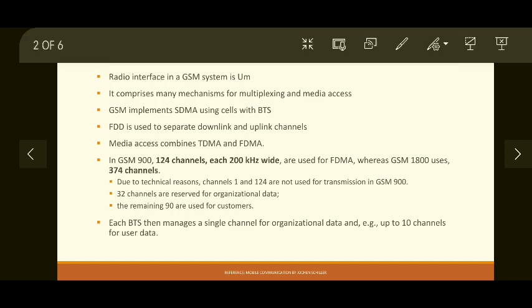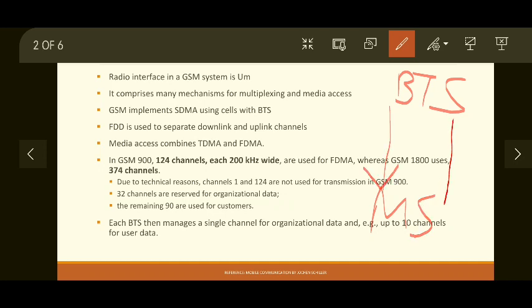This separation into two parts is known as frequency division duplexing. Because what is downlink and uplink? The connection or Um interface is between BTS and mobile station. So downlink means BTS to mobile station and uplink means mobile station to BTS. So whatever frequency channel is available, it will be divided into a downlink channel and an uplink channel for communication in different directions. So this frequency division is known as FDD, frequency division duplexing.